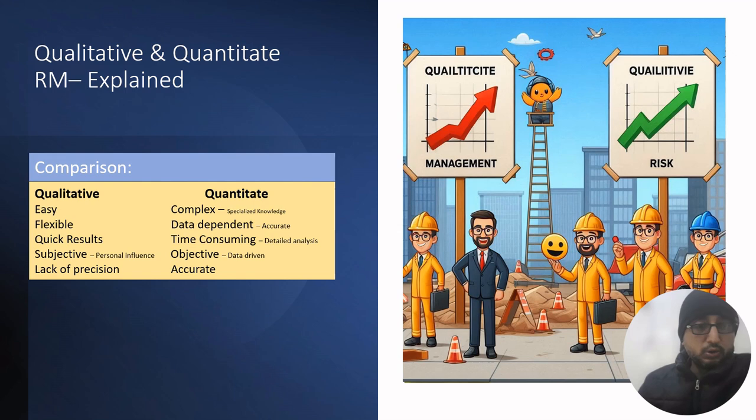Let's look at some of the pros and cons of each. Qualitative is easy to do. Quantitative can be complex. Qualitative is very flexible and can be implemented in different scenarios easily. Quantitative may not be that flexible. Qualitative gives the result immediately or quickly. Quantitative may be time consuming. Qualitative is subjective; personal influence may be involved. Quantitative is objective as it is data driven. The qualitative may lack precision, while the quantitative is more accurate.